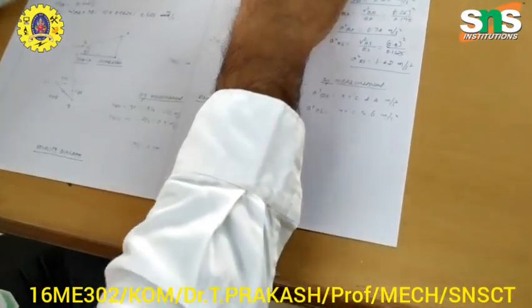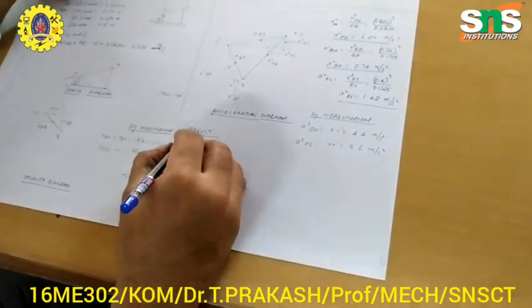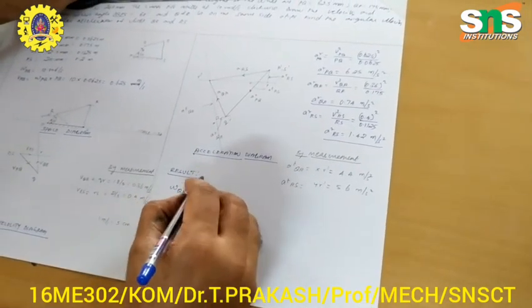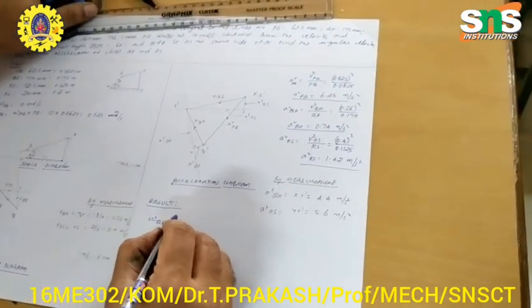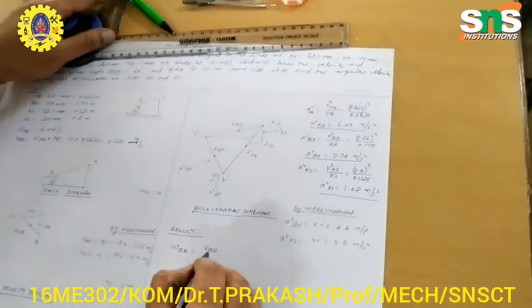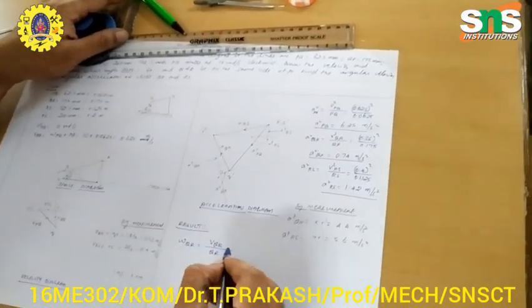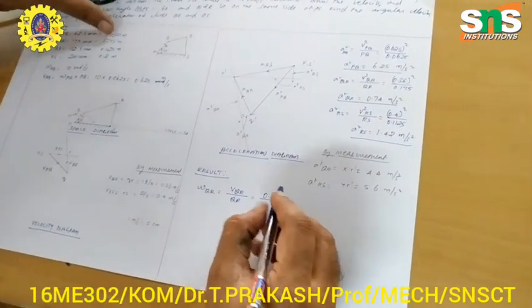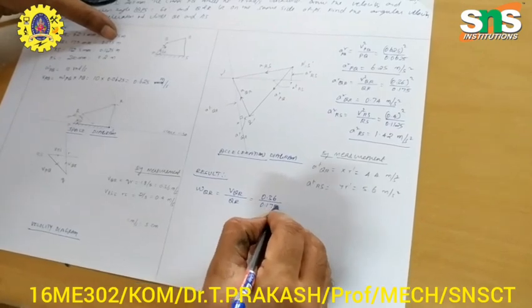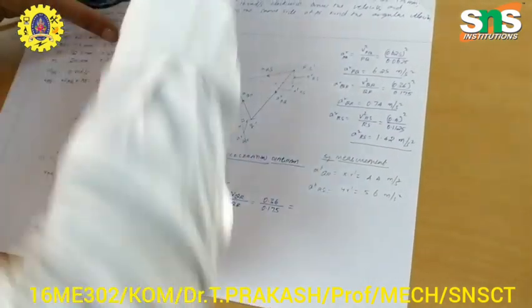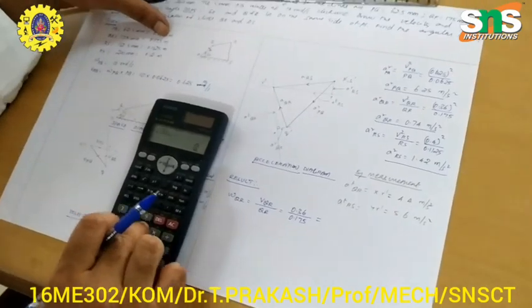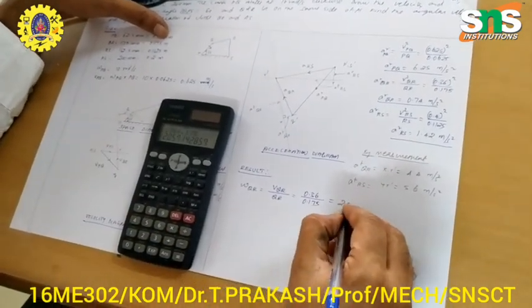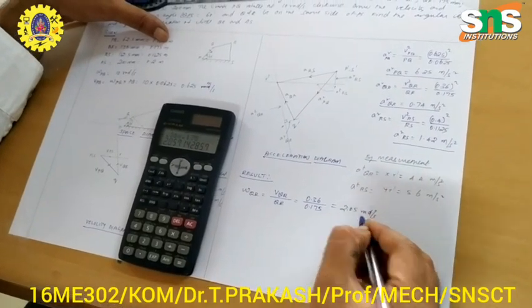We have to find the angular velocity of QR and RS. We know the formula to find the angular velocity of QR is velocity divided by the distance: velocity of QR divided by distance QR. Velocity of QR is 0.36 meter per second divided by distance QR, 0.175 meters. 0.36 divided by 0.175 is 2.05 radians per second.